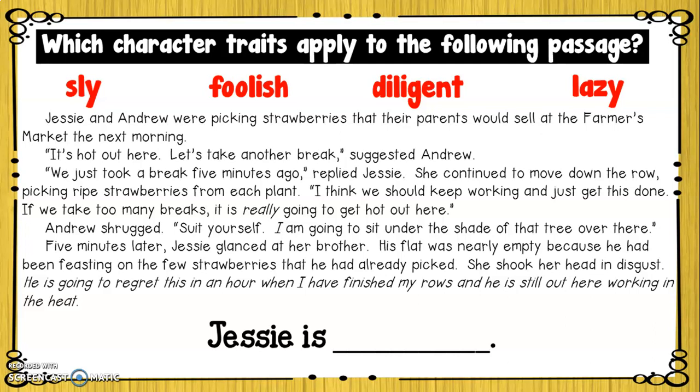Jesse and Andrew were picking strawberries that their parents would sell at the farmer's market the next morning. "It's hot out here. Let's take another break," suggested Andrew. "We just took a break 5 minutes ago," replied Jessie. She continued to move down the row, picking ripe strawberries from each plant. "I think we should keep working and just get this done. If we take too many breaks, it is really going to get hot out here." Andrew shrugged. "Suit yourself. I'm going to sit under the shade of that tree over there."